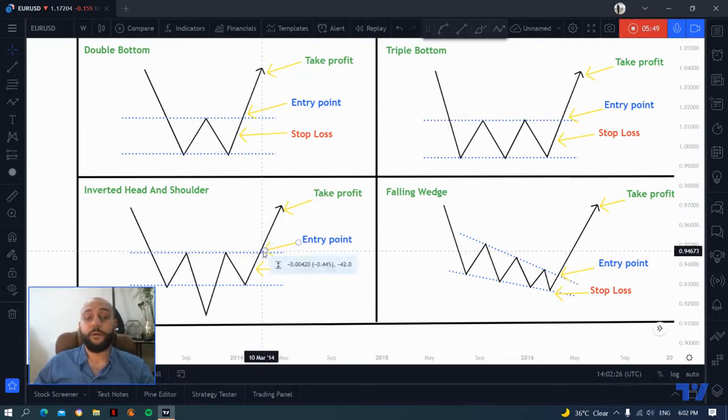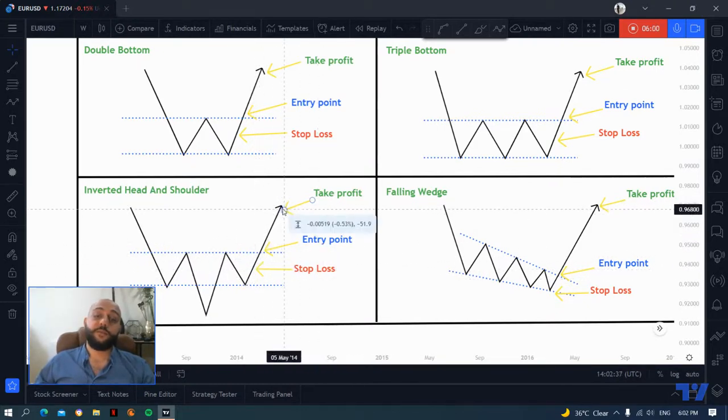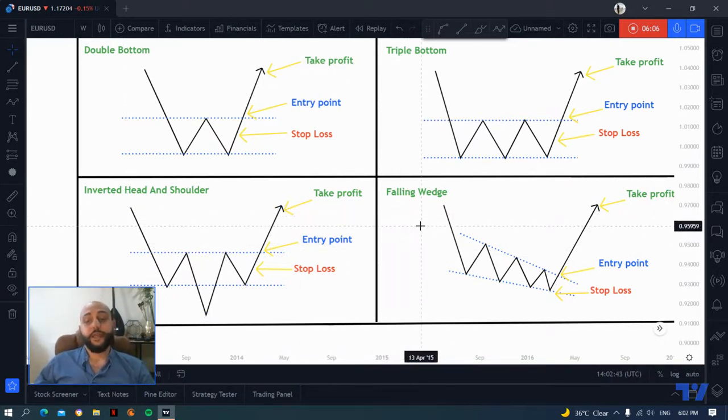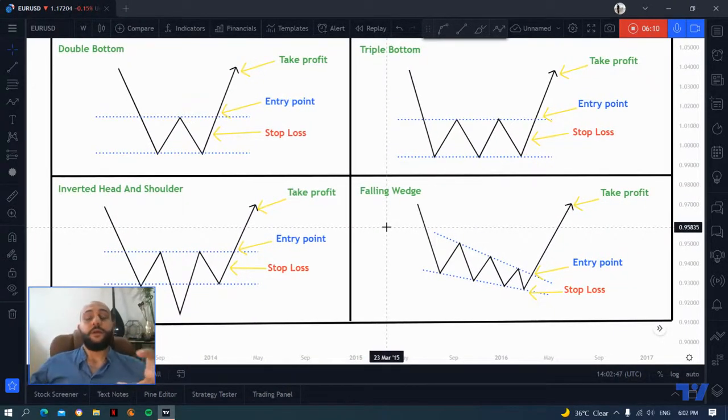The entry is going to be above, around here, above the neckline. When you have confirmation that the pattern is actually activated, your stop loss is going to be roughly in the middle here, and your take profit is going to be where the trend has actually started, at the same line.